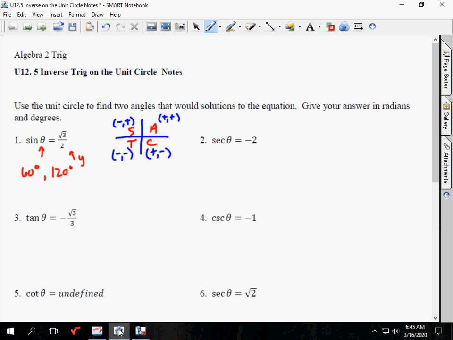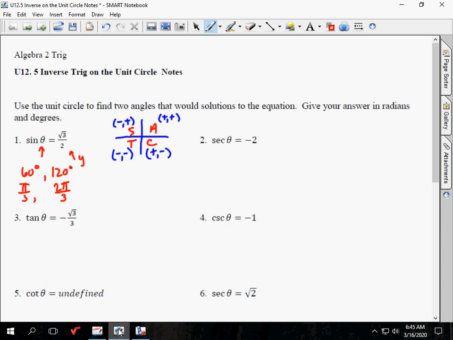Now the directions say to give your answer in radians and degrees, so we'll give the radian answers also. 60 degrees lines up with pi over 3, and 120 degrees lines up with 2 pi over 3. All right, so that's both answers.